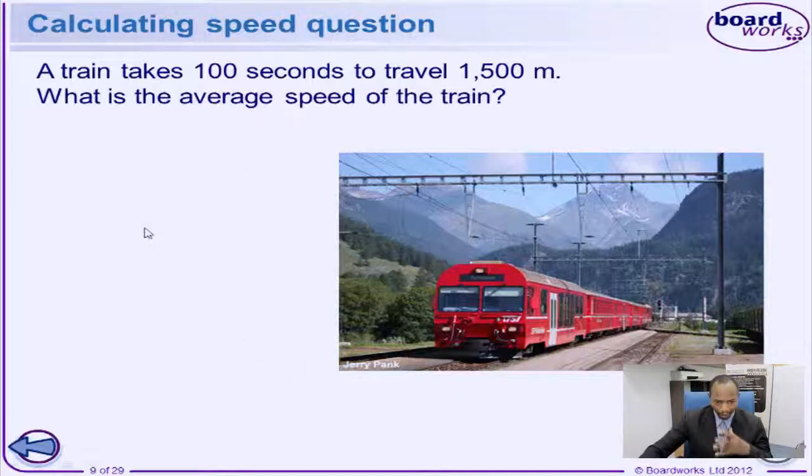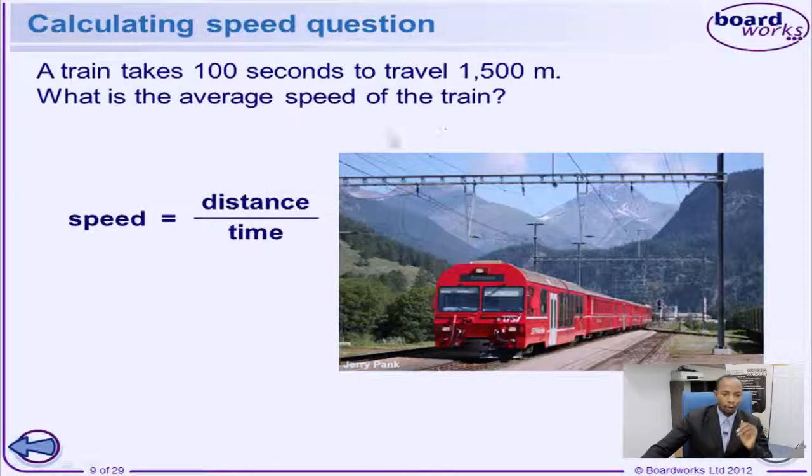For example, we're going to take a look at this example. A train takes 100 seconds to travel a distance of 1,500 meters. What is the average speed of the train? Remember we said that speed is mathematically represented as the total distance traveled by an object divided by the total time taken by the same object. So the speed is equal to the distance moved over the time taken.